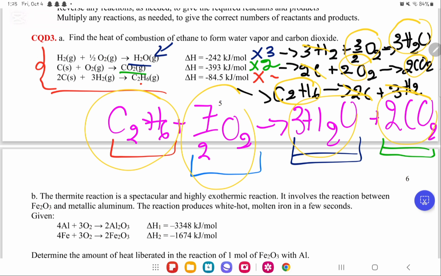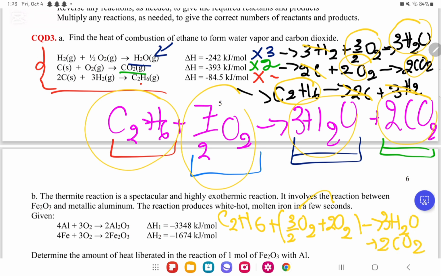So now we are left with C2H6 plus 3 over 2 O2 plus 2O2 gives us 3H2O plus 2CO2. If we add these together, you can do it on your calculator, you can do it mentally, or however you like to do it, even on paper, you are gonna get 7 over 2 O2. So C2H6 plus 7 over 2 O2 gives us 3H2O plus 2CO2. And just like that, we got the balanced equation.